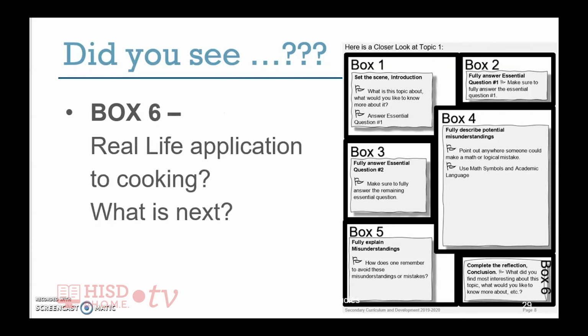Now, let's look to see how I addressed the questions in box 6. In box 6, as I looked back and reflected on things that I have to know backwards and forwards, I tried to link the idea of evaluating expressions and solving equations to a real-life application. And guess what I did? I tried to tie it to cooking. Because sometimes I follow a recipe, just like the order of operations tells us to do.